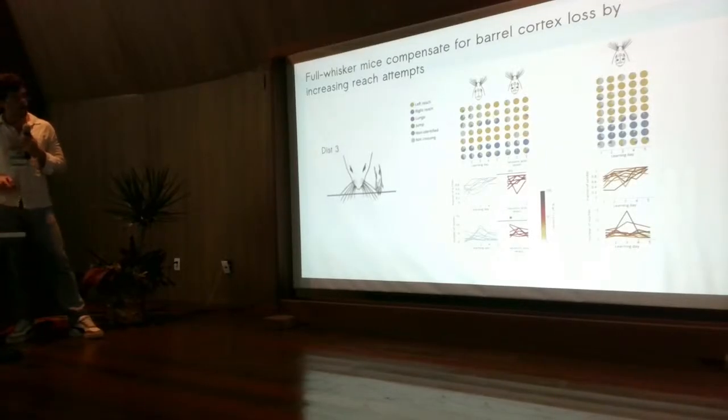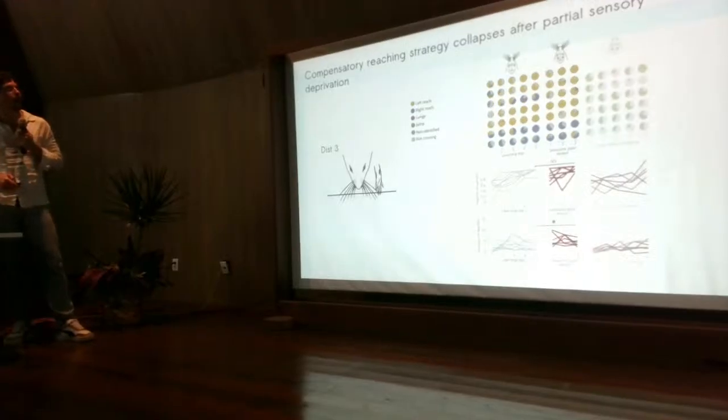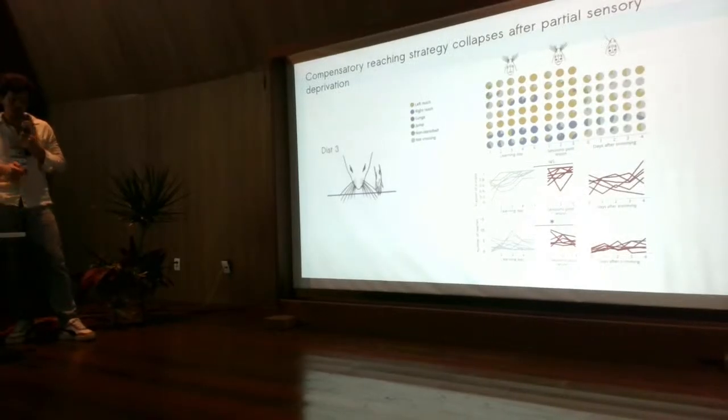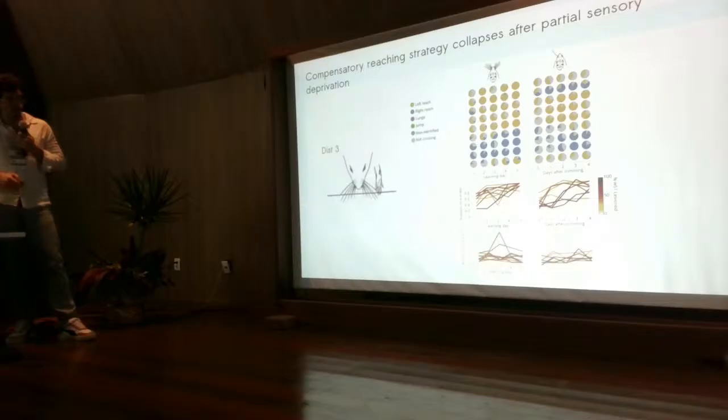This is for the animals that learn the task without the barrel cortex, and we see there is an increased reaching for this guy, especially because this is the guy with more of the barrel cortex lesioned. And the compensatory strategy just collapses after partial sensory deprivation, so they don't reach anymore. This is the result for the animals that were learning the task without barrel cortex. So we clip the whisker, and they don't reach anymore. So it's like they are not trying to guess where the platform is.